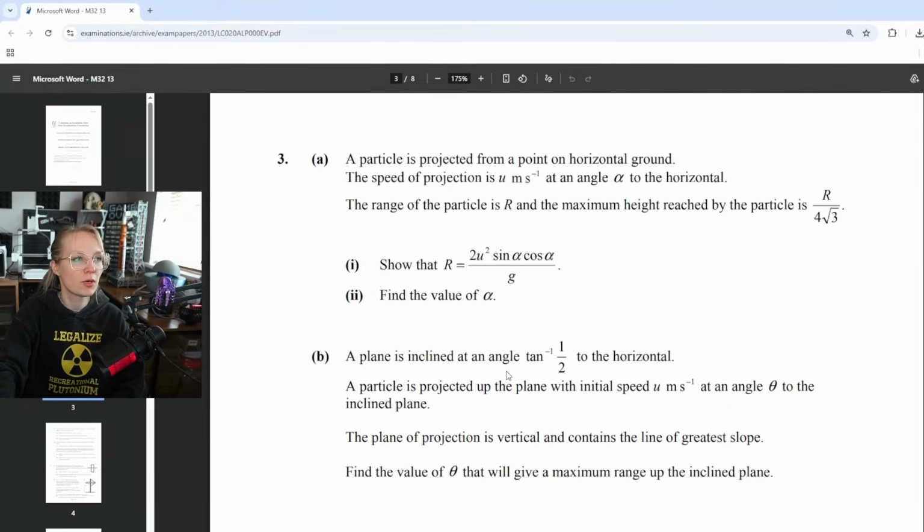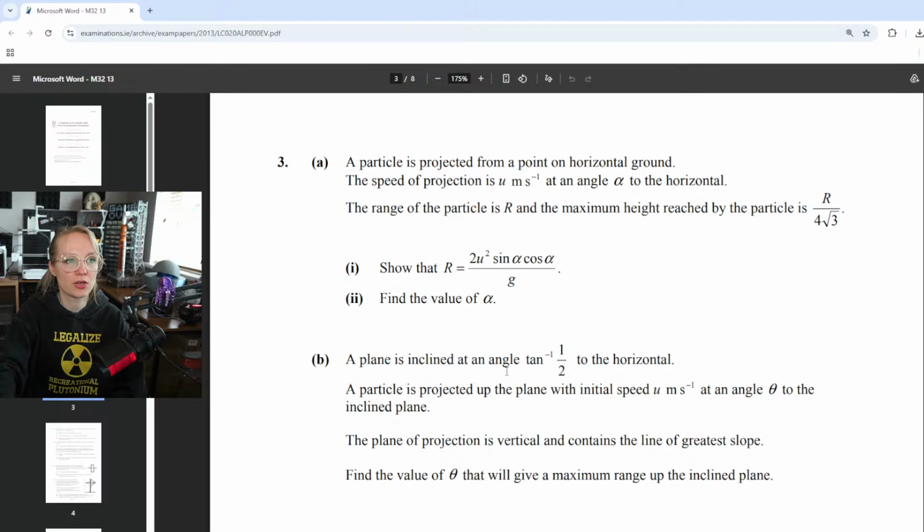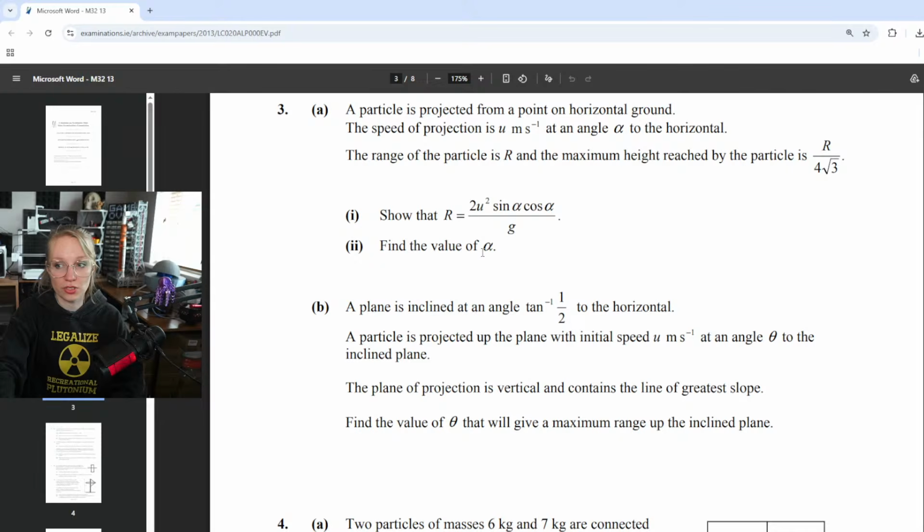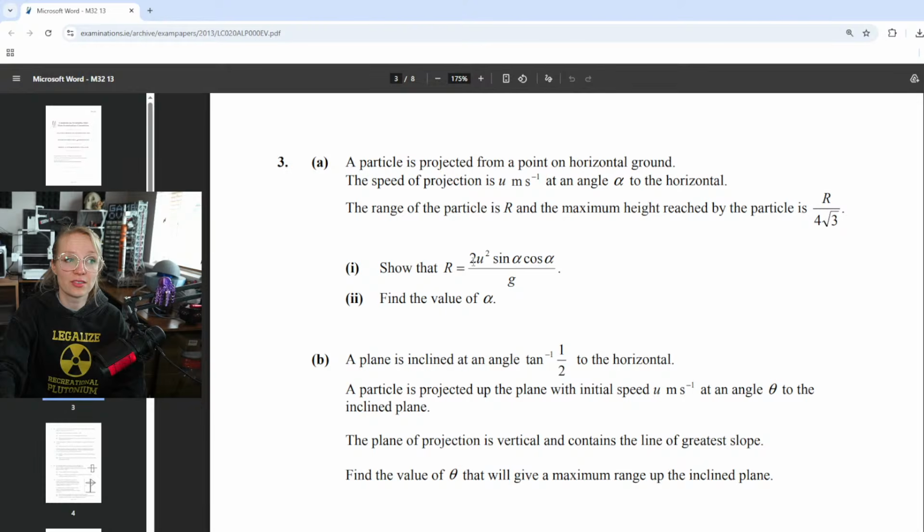We'll see. Question 3. A particle is projected from a point on a horizontal ground. The speed of projection is u meters per second at an angle alpha to the horizontal. The range of the particle is r, and the maximum height it reaches is r over 4 root 3. Show that r is equal to 2u squared sine alpha cos alpha over g. Find the value of alpha. Geez, this is rough.